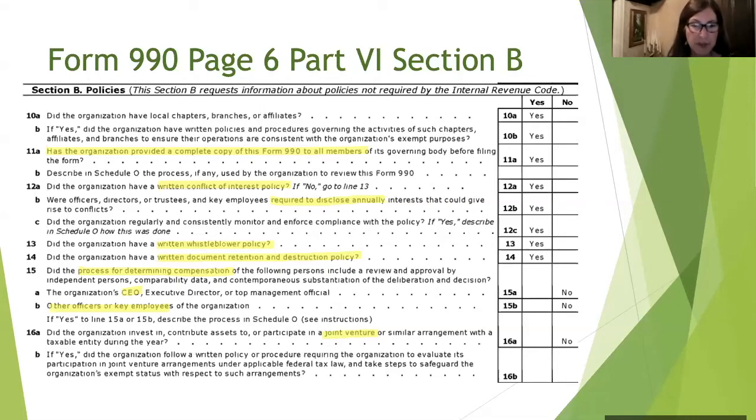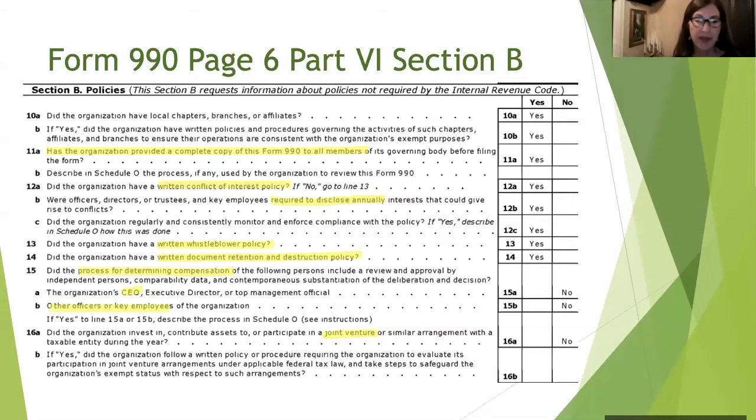Here's some more just about your organization. Number 11A is an important one. They want to know, did whoever complete the Form 990 give it to all the members of the board before they filed it? There are lots of information about board members on this form, and it's only fair to your board members for them to see it before you file it. So I strongly encourage you. You don't have to hold a meeting about it. I usually just send it out and say, please review this. If you have any questions, please contact me.